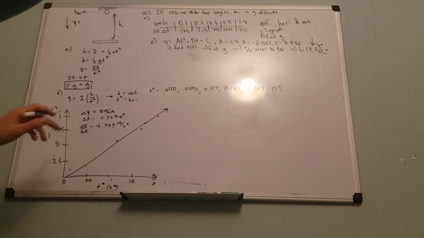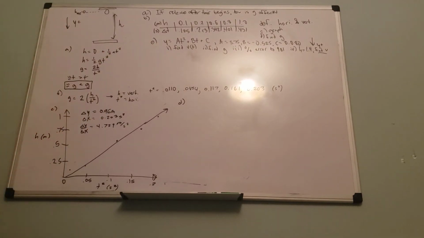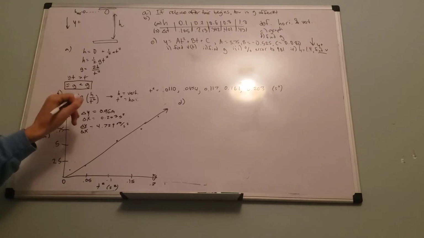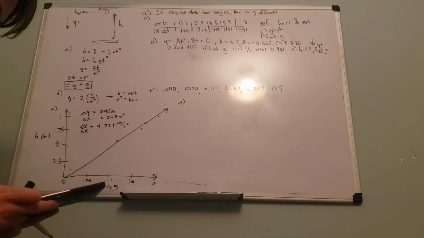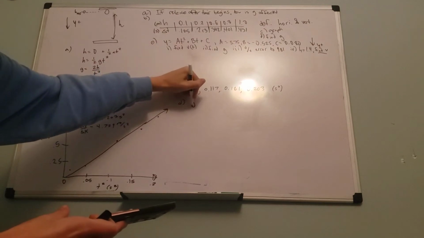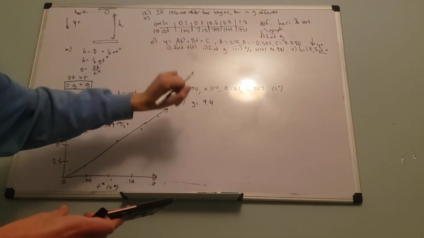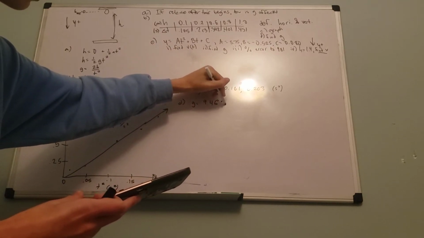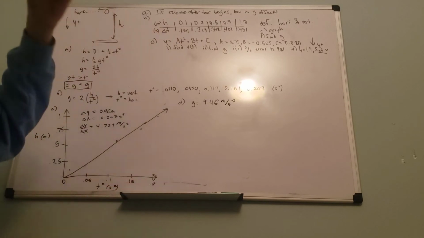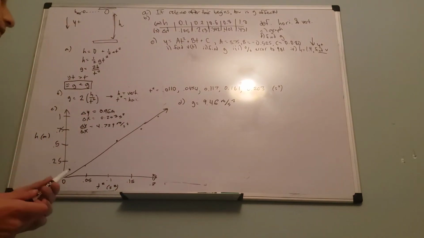So if that is our slope, then we're asked to find gravity. We can see here that gravity is simply equal to 2 times our slope. So I'll just multiply that by 2. And we get gravity equals 9.46 meters per second squared. Alright, that's what we get. So that's kind of the first scenario.